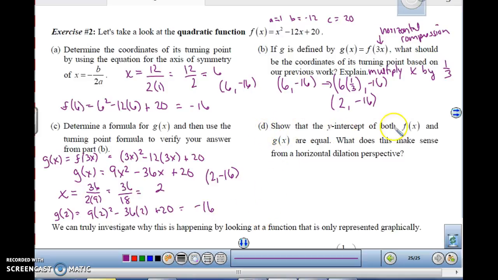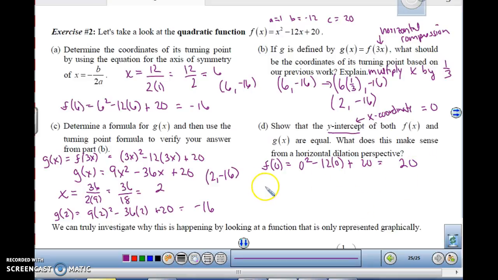Now, show that the y-intercept of both f of x and g of x are equal. Why does this make sense from a horizontal dilation perspective? All right, now, the y-intercept, what do we know about the coordinates of the y-intercept? At the y-intercept, the x-coordinate is equal to what? It equals 0. Okay, so if we take f of 0 and plug it in, we get 0 squared minus 12 times 0 plus 20, which will equal 20. So the y-intercept is going to be 20.